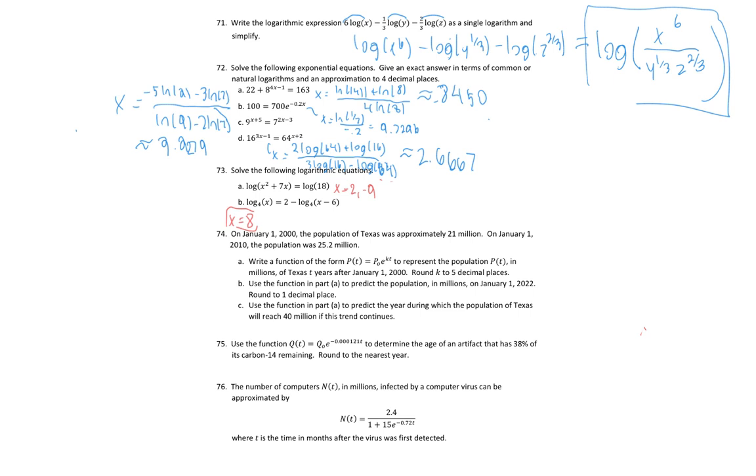Well, first thing we already have is we know what p naught is. P naught is your initial population. And if we're starting at January 1st, 2000, and we're given that, well, that means that is 21. Okay, so it's going to look something like p of t equals 21 e to the kt, but we need to figure out what k is. We know another point in time. We know 10 years later, so when t is 10, the population, which is p of t, is 25.2.